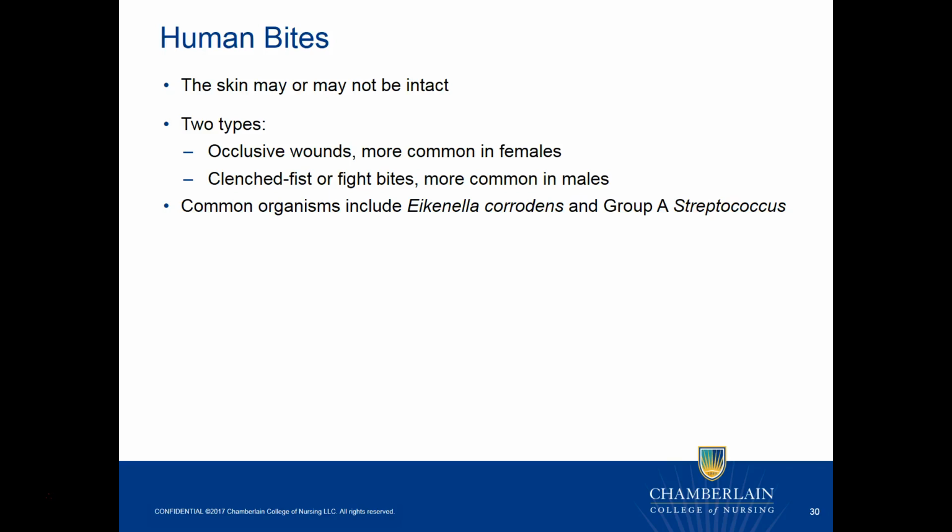Organisms recovered from human bites include Eikenella corrodens and Group A Streptococcus. Clenched fist injuries consist of skin breaks over the knuckles. The lacerations typically occur over the 3rd and 4th metacarpophalangeal or proximal interphalangeal joints of the dominant hand.